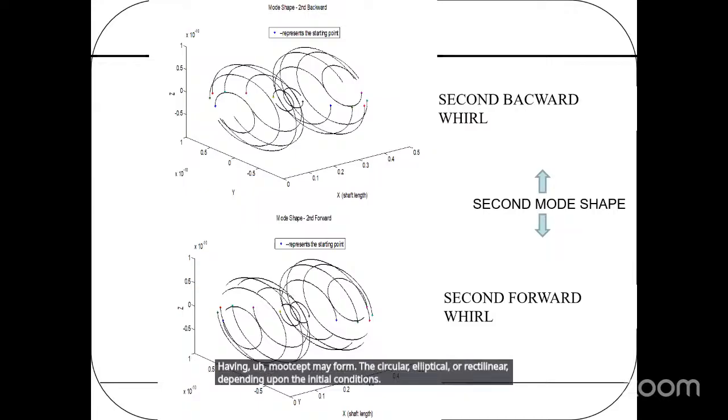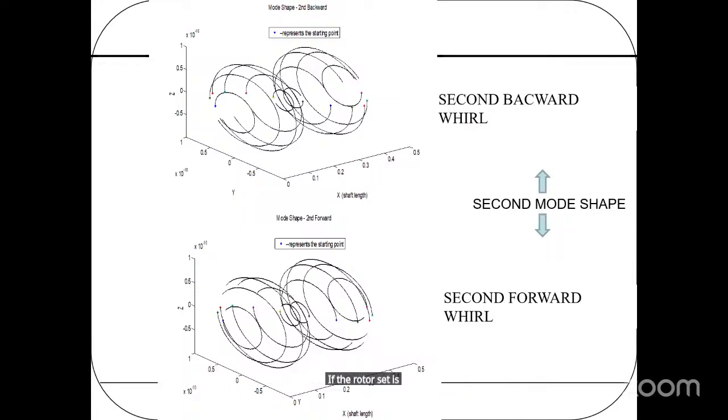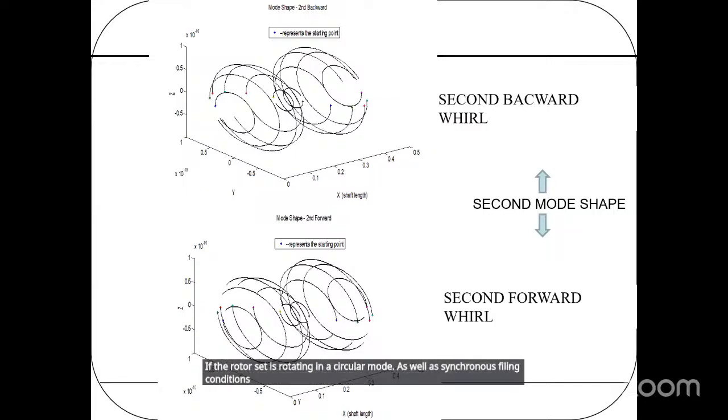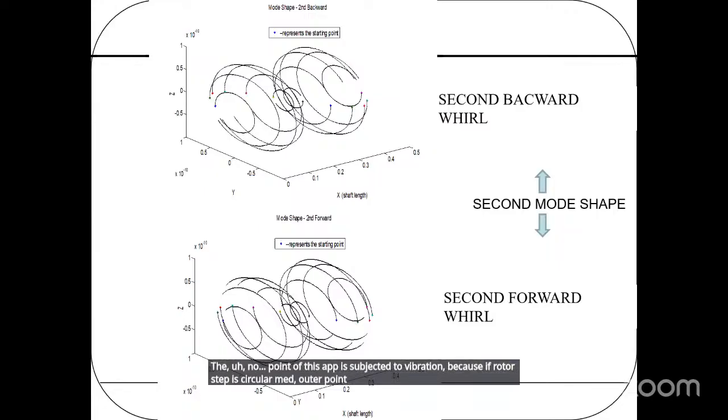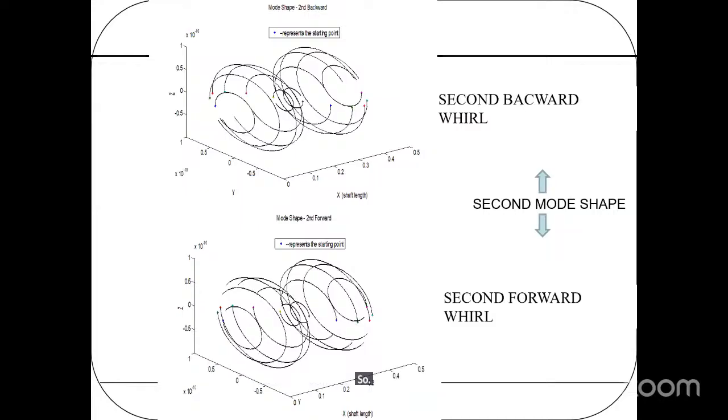If the rotor shaft is rotating in a circular mode, as well as synchronous whirling condition is imposed, no point of the shaft is subjected to vibration, because if the rotor shaft is in circular mode, an outer point always remains outer, so no point is subjected to vibrations.